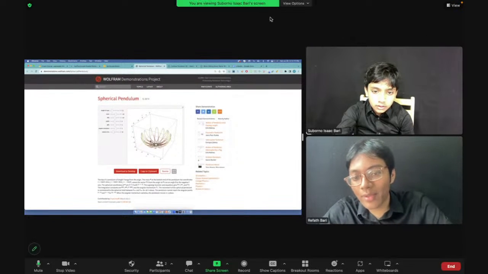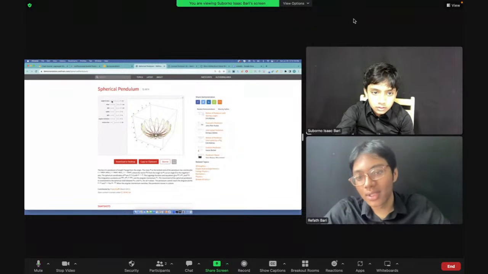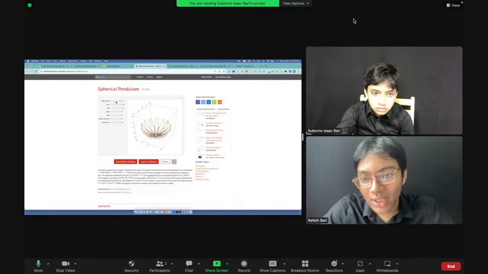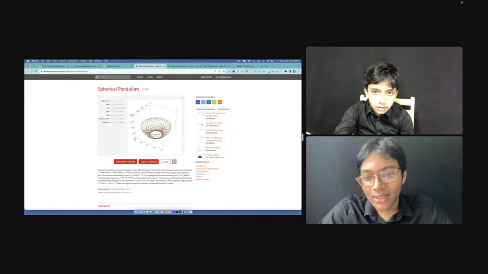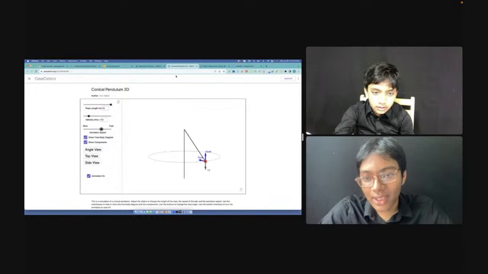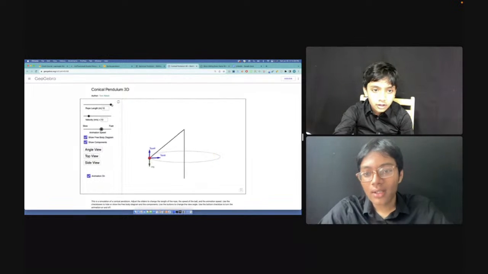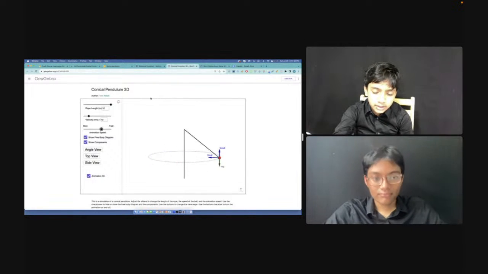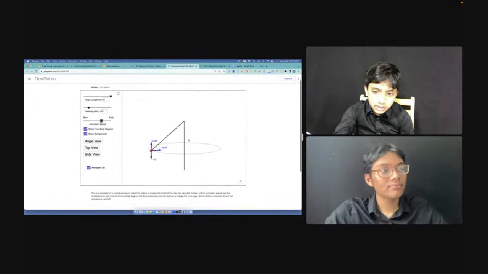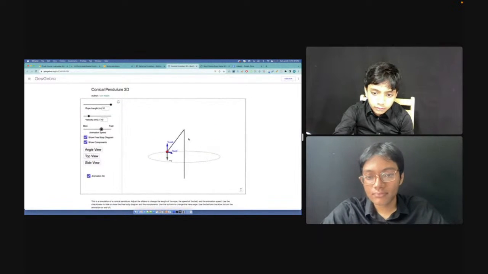Can you change the parameters on the left? This one is a little slower, but change the parameter, wait a little bit. It doesn't update. So that's a spherical pendulum. Oh, this one is a conical pendulum, which is another less commonly studied system. You'll see this not so often in AP Physics and beyond.